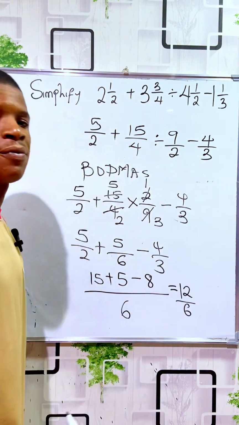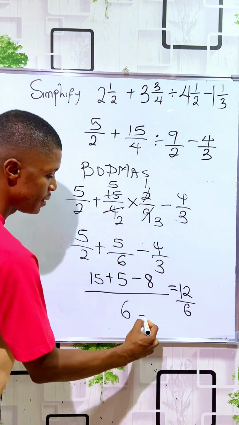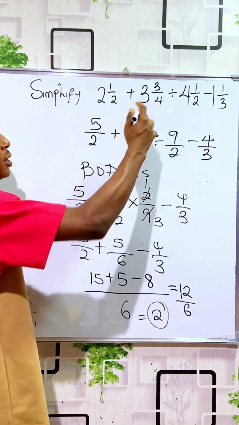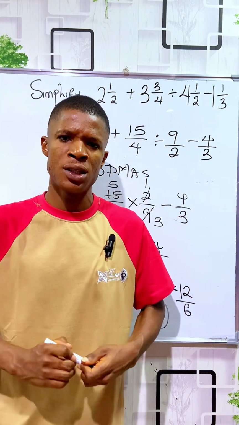So when you divide 12 by 6, you are getting what? 2. So this question is just 2. I believe the explanation is nice.